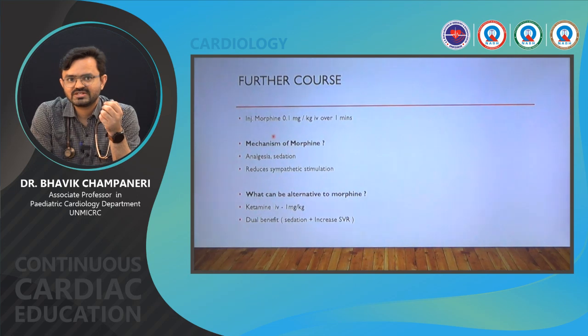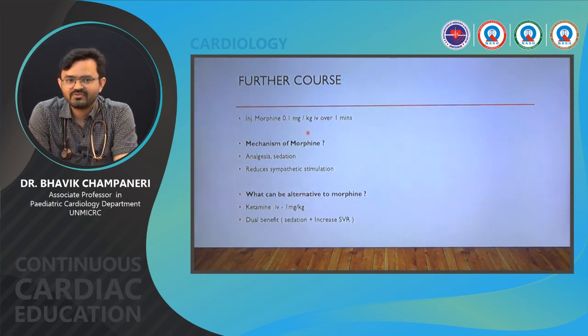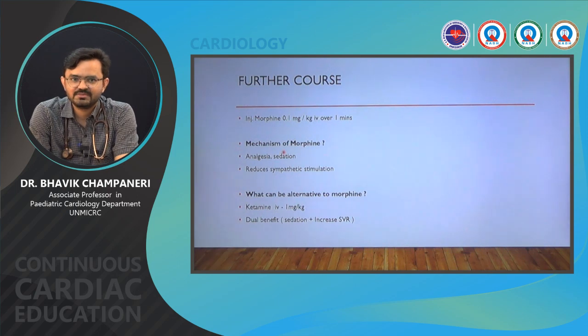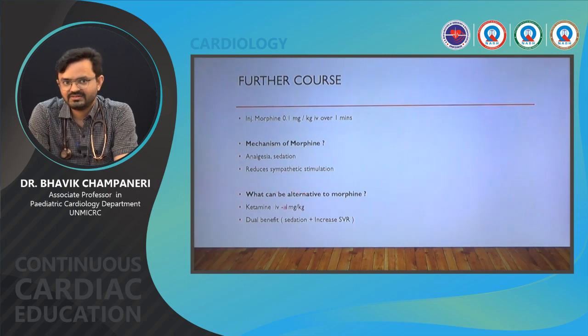Further in the course, the patient was given morphine 0.1 mg per kg IV over 1 minute. So how does morphine help? It provides analgesia, it provides sedation, it reduces sympathetic stimulation as well. What are the alternatives to morphine? You can give ketamine because at the dose of 1 mg per kg it provides sedation.